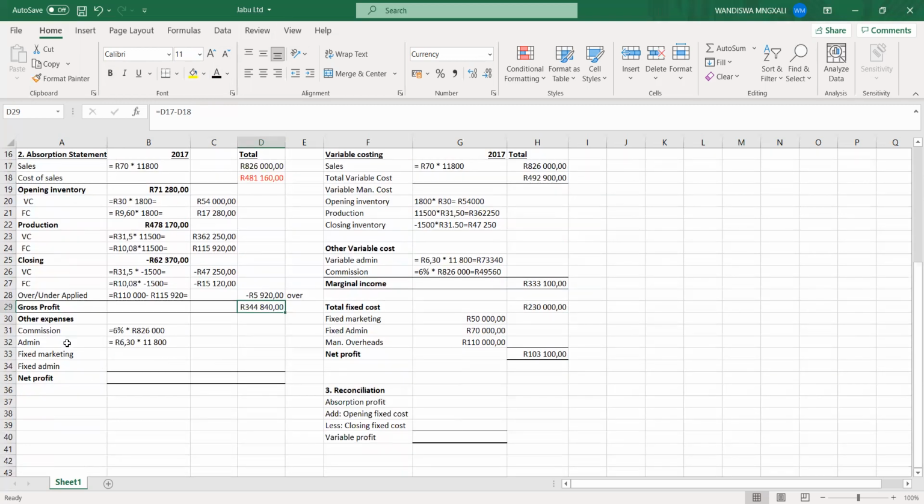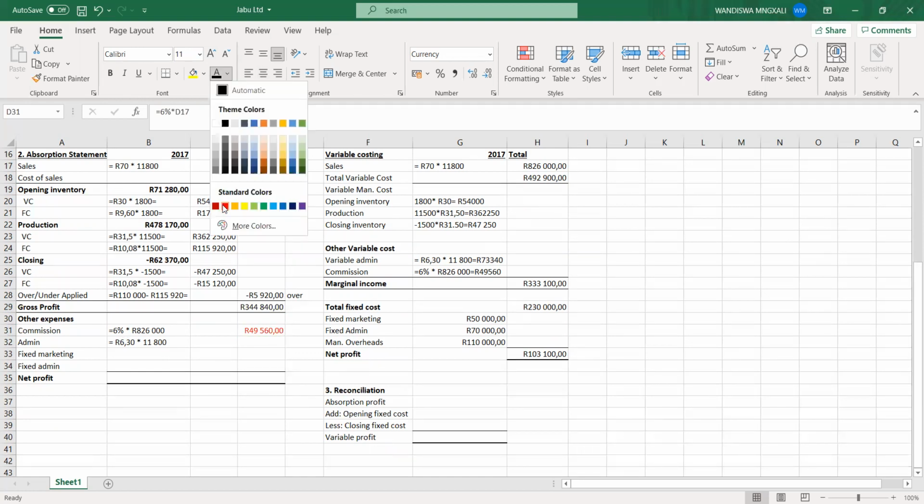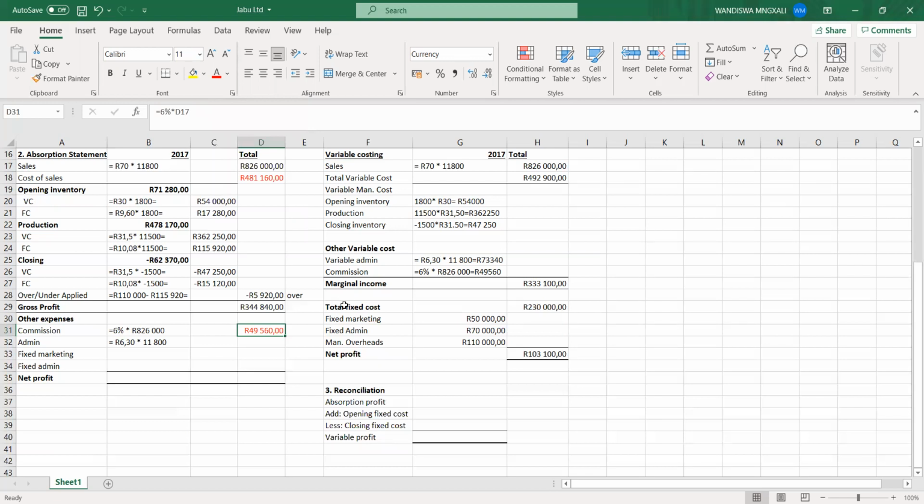So commission, they told us that he increased the sales commission to 6%. Therefore, it is 6% of the sales that we made in that year. So 6% of 826,000 would then give me 49,560. It's also in red because it will be minused.